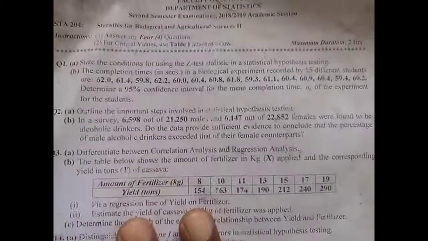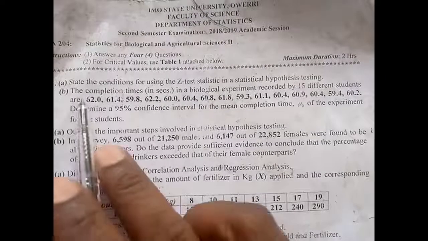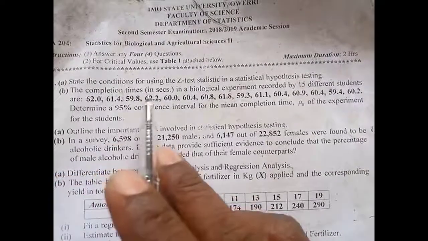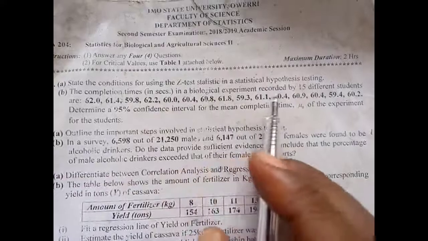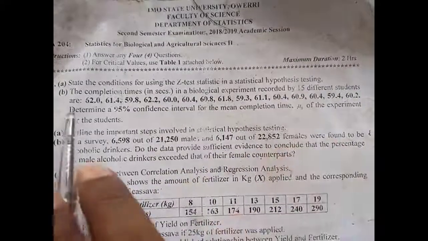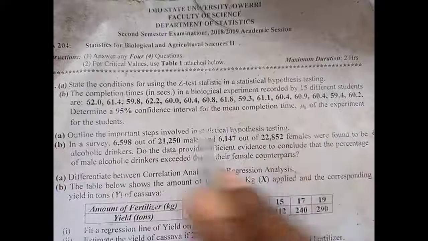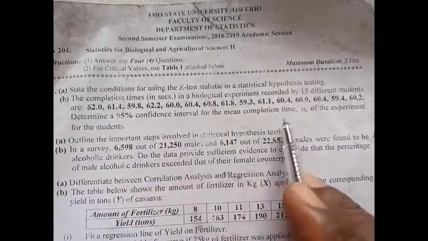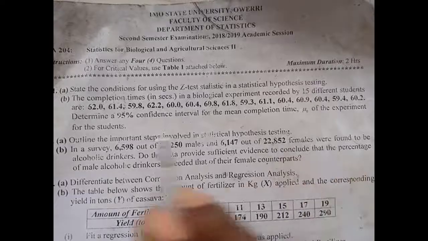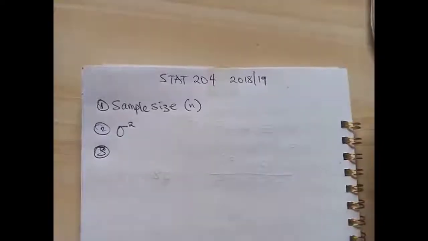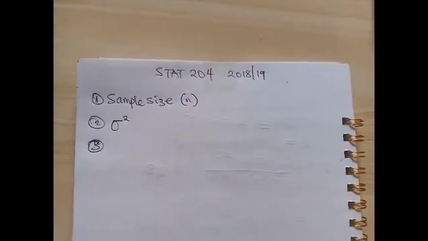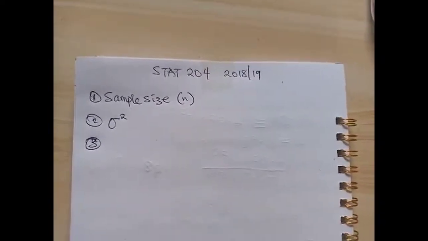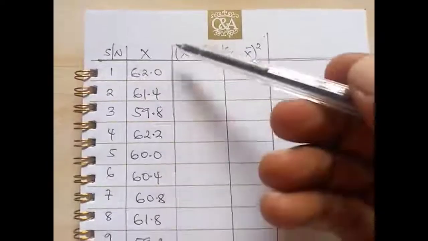Question 1b says, the completion times in seconds in a biological experiment recorded by 15 different students are these values. Determine a 95% confidence interval for the mean completion time, mu naught, of the experiment for students. The first thing we would do is to write out those values given to us. I will need to pause the video because of time and write out the values given to us for that experiment. So these are the values given to us from that experiment.